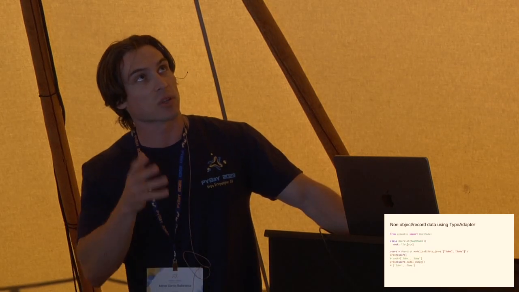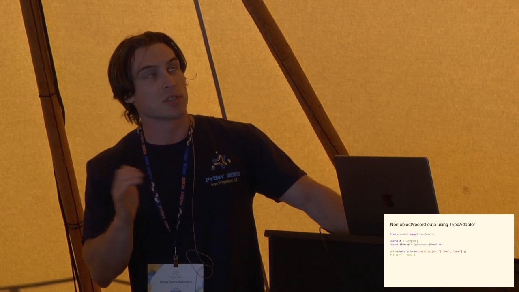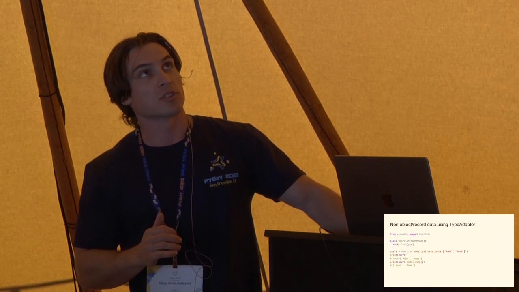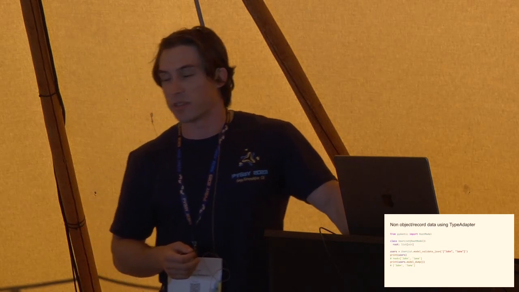So in V1, this is what the root model looked like. You can see it's a class, but then it acts as a list of things. And in V2, you just have the type and you wrap it in a type adapter.